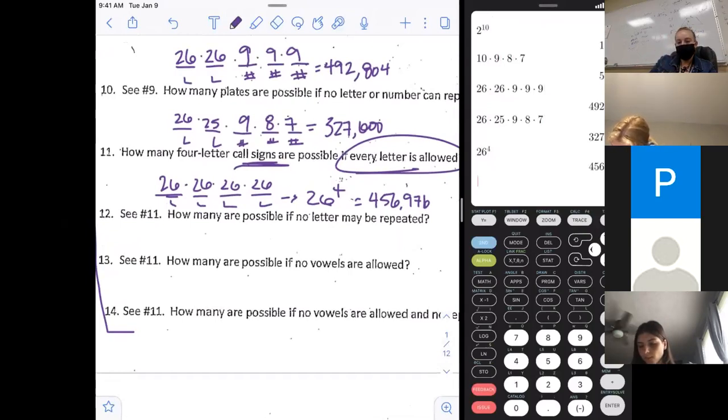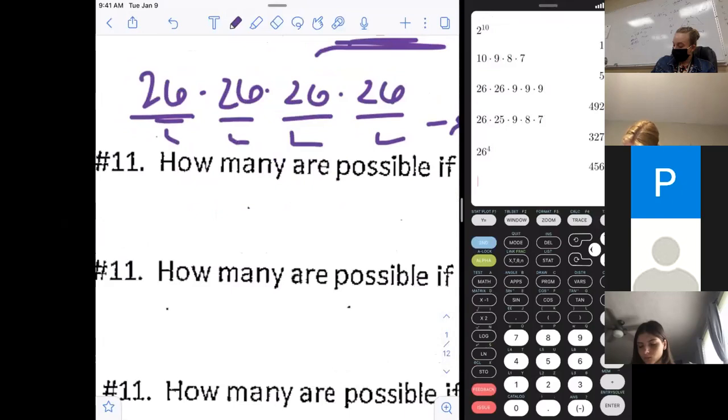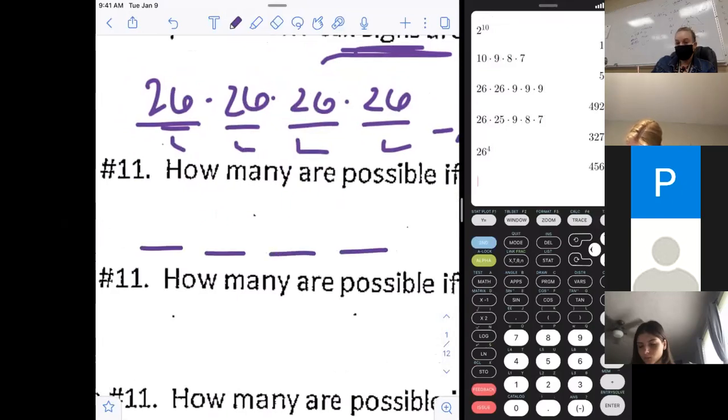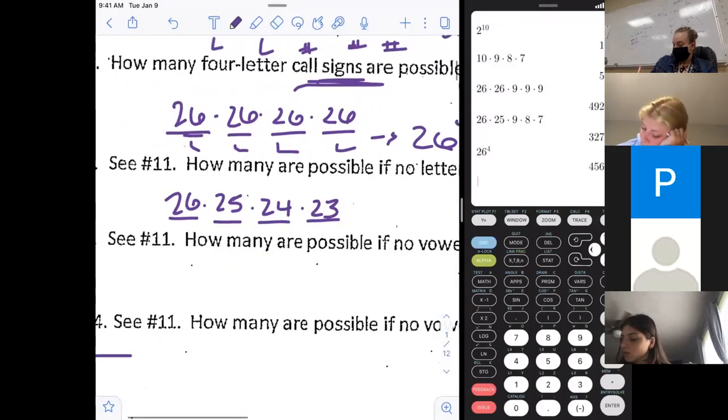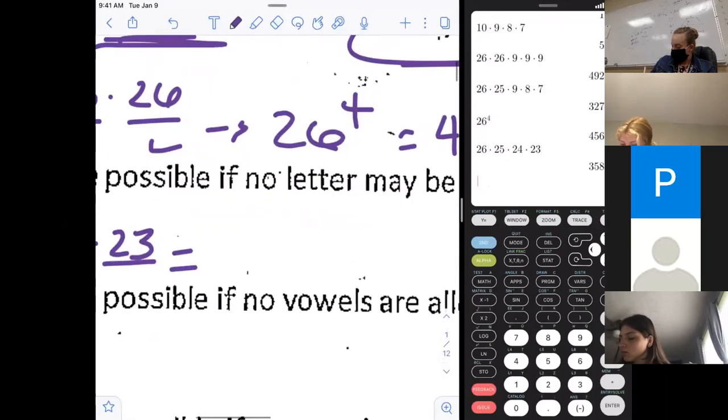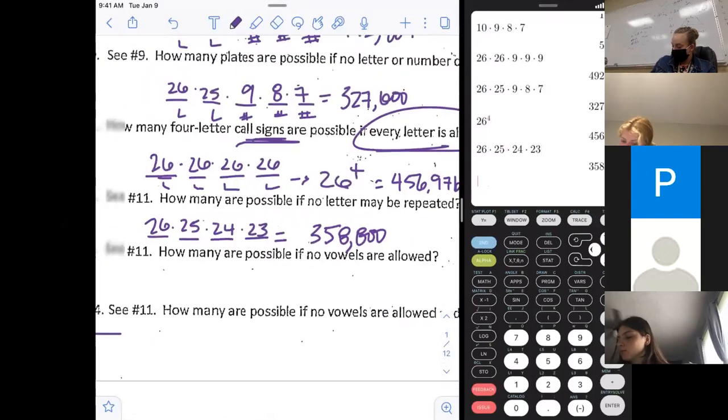Okay, any questions yet? All right, the next one's the same, but it says how many are possible if no letter is repeated? What are my numbers going to be here? 26, 25, 24, and 23. Perfect, Brooke. 26, 25, 24, 23. I'll prove a point by multiplying all of these out. 358,800 ways.